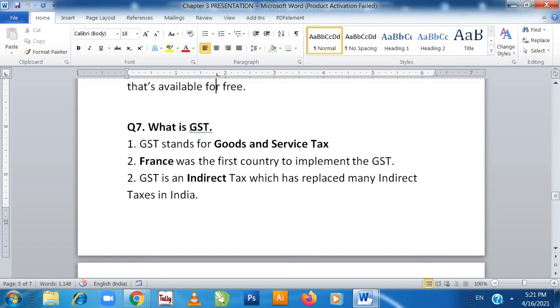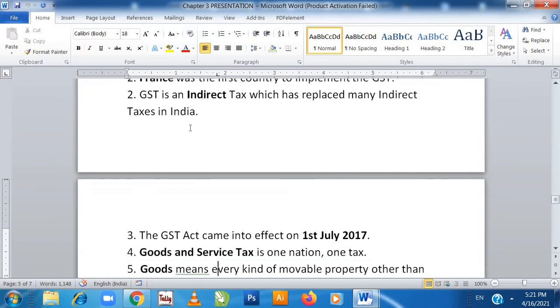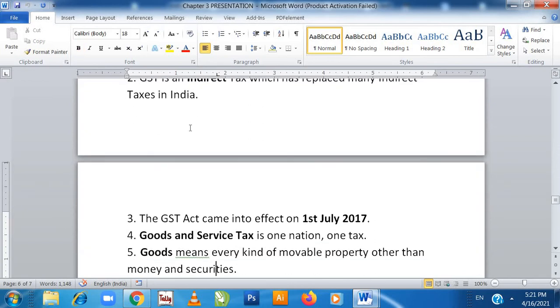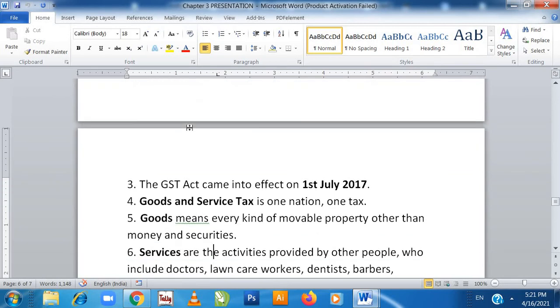That was France. Now GST is called an indirect tax, and it has replaced many indirect taxes in India, that is called one tax one nation. Now GST came into effect on 1st July 2017, and it has been termed as one nation, one tax. Goods means every kind of goods, movable property other than money and security.